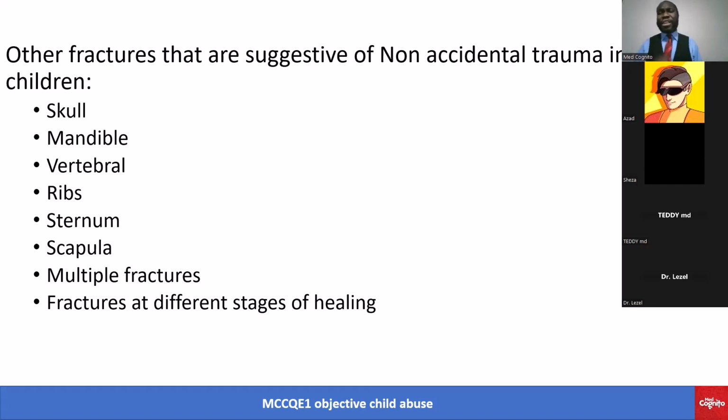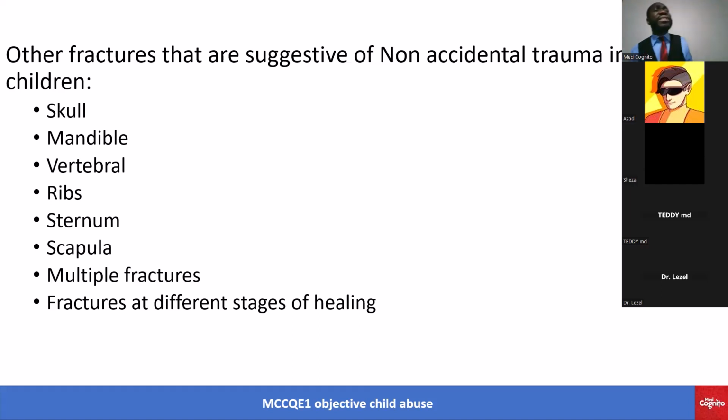When a child develops a fracture of the sternum, there was a blow to the chest, right? Fracture of the scapula. Look at where the scapula is. It is hidden under huge muscles, but that can happen. Multiple fractures, and then fractures in different stages of healing.